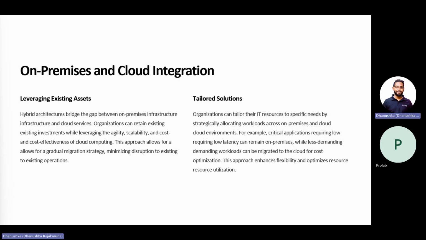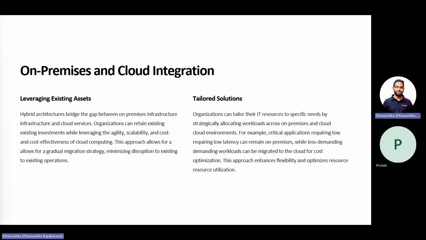Compatibility issues. The challenge will be compatibility issues, and the solution can be to use an abstraction layer or middleware. For the security concern challenge, we can use hybrid identity management and encryption. For latency and performance, solutions can be to deploy edge computing or low-latency connections.